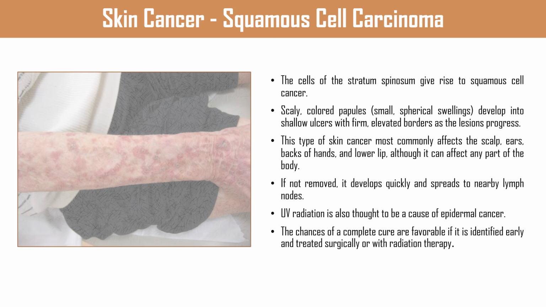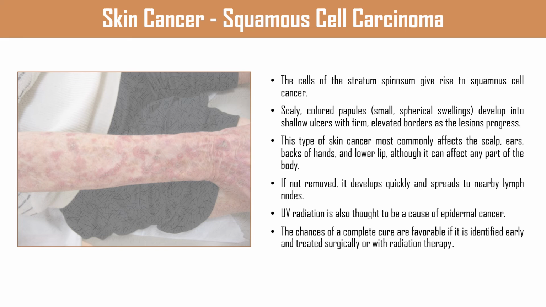Next type is squamous cell carcinoma. The cells of the stratum spinosum give rise to squamous cell carcinoma. Scaly, colored papules develop into a shallow ulcer with a firm elevated border as the lesion progresses. This type of skin cancer most commonly affects the scalp, ears, back of the hands and lower lips, although it can affect any part of the body. If not removed, it develops quickly and spreads to the nearby lymph nodes.